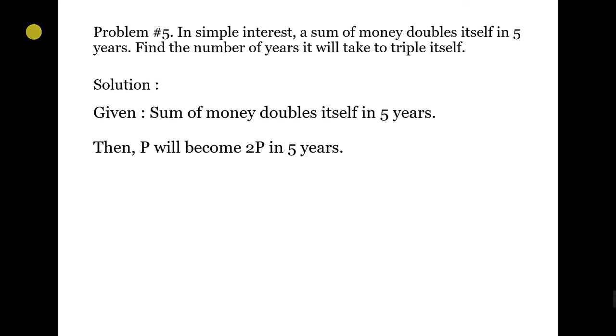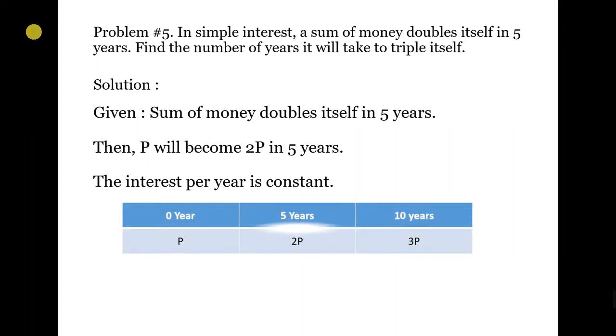In this problem, the given here is the sum of money doubles itself in 5 years. If money is denoted as P, the amount of money will become double in the 5th year because the interest per year is constant. So as we observe the sequencing, it takes 5 years to double the money and subsequently interest per year is constant. So it means for the 10th year, the money will become a triple amount.